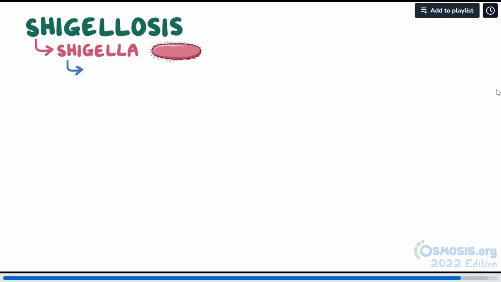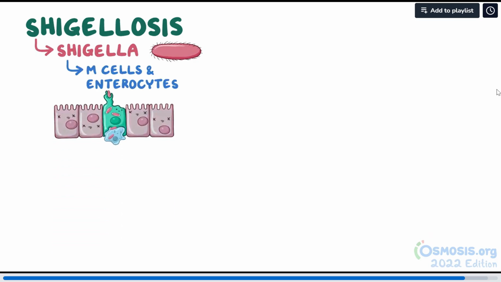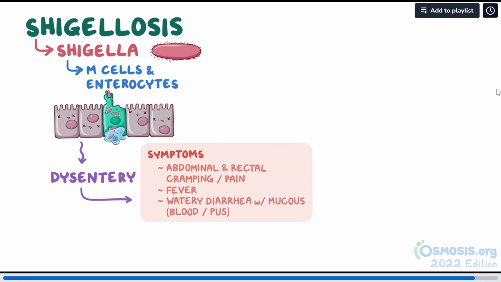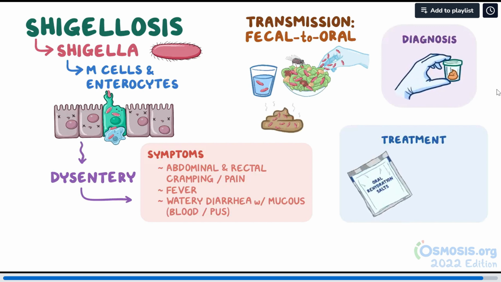Alright, as a quick recap. Shigellosis is a contagious infection caused by the bacteria Shigella that targets M cells and enterocytes in the colonic mucosa. Shigella causes destruction and inflammation of the epithelium that can lead to dysentery with hallmark symptoms like severe abdominal and rectal cramping and pain, a fever, and watery diarrhea with mucus with or without blood or pus. Its route of transmission is fecal to oral, mainly through fingers, food, flies, and feces. It's diagnosed with a fecal sample, and treatment centers around fluid and electrolyte replenishment, and antibiotics.